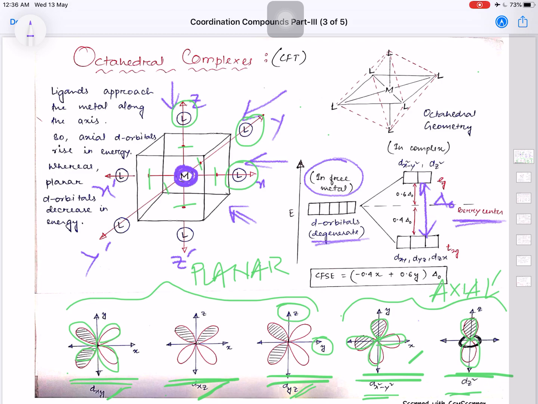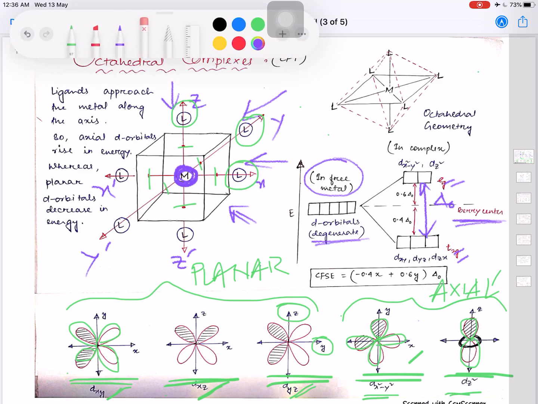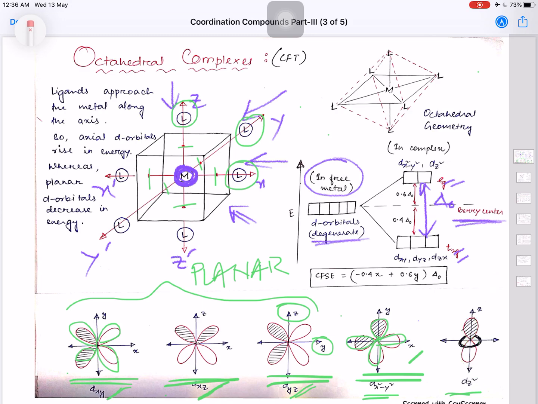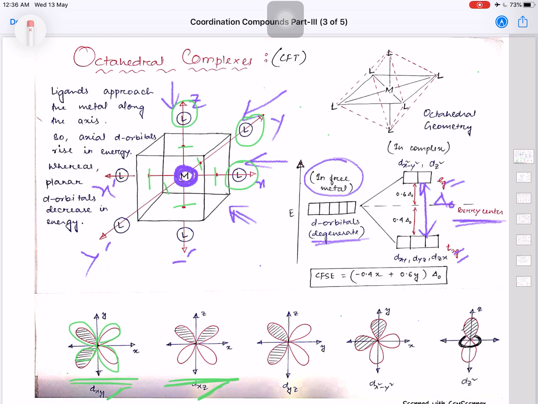And in the complex we get two energy levels, one is T2G, the low energy level, and one is EG, the high energy level. Now we can calculate the crystal field splitting energy. This is very important, because it is also called crystal field stabilization energy, and from this you can easily find out the stability of an octahedral or tetrahedral complex. For any complex, if you calculate CFSE, you can find out its stability.